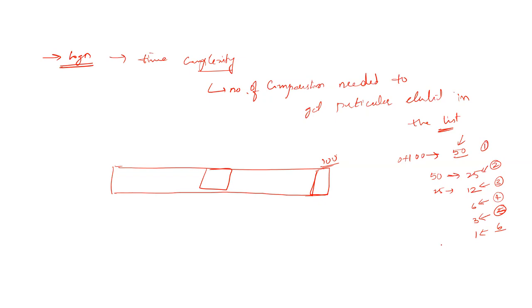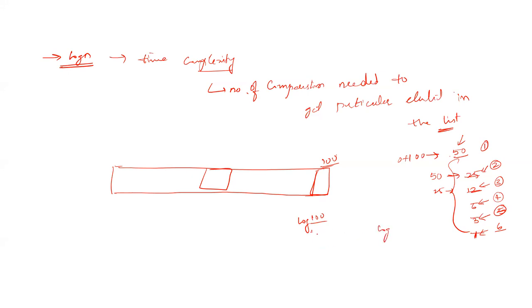So at most how many comparisons are we getting? The element is the first element or last element. So 1, 2, 3, 4, 5, 6 comparisons we are getting. So what is log n? Here n is 100, so log of 100. How can I write log of 100?